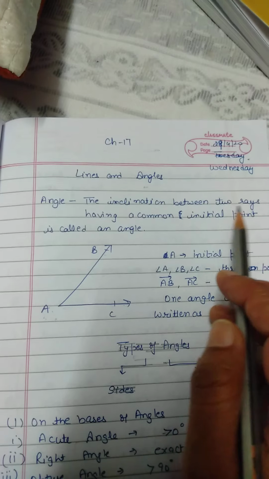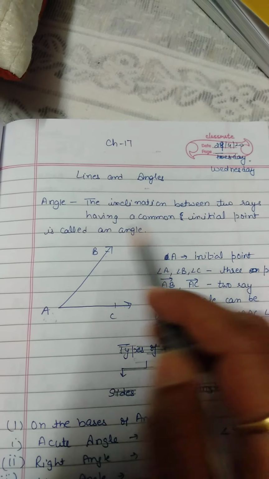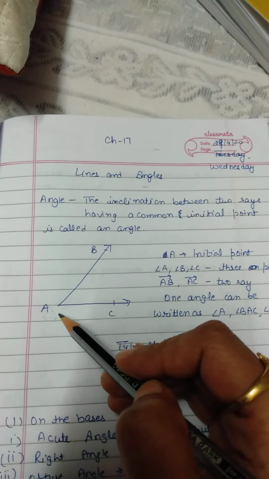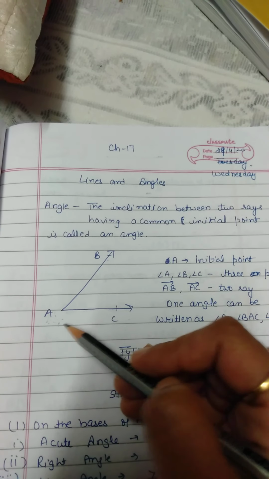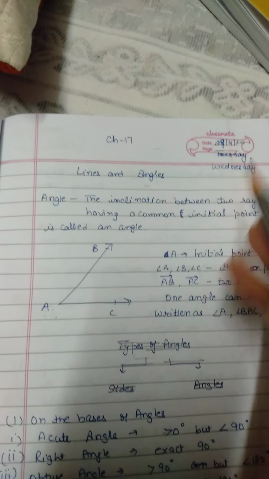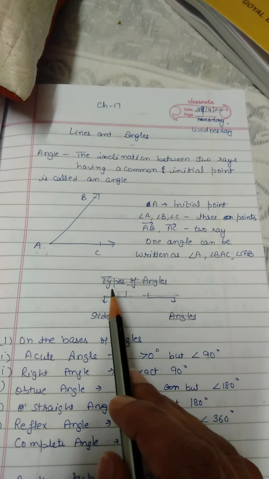Angle: the inclination between two rays having a common initial point is called an angle. This is the initial point or starting point. So AB and AC are two rays. Here I have written the types of angle. Please cut this point. Okay.